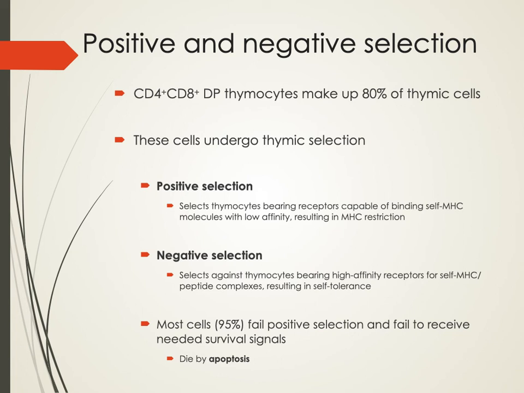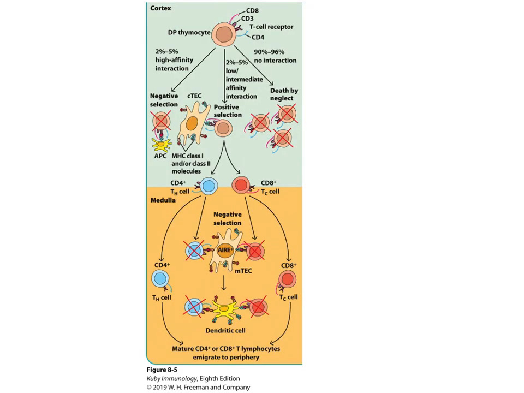And again, for positive selection, you want it to be able to bind to MHCs, but at a low affinity. And so if it's positively selected for, it would move through. If that affinity is too high, then it would be removed. And again, that would be called negative selection. And at that point, now the cells can become single positive.